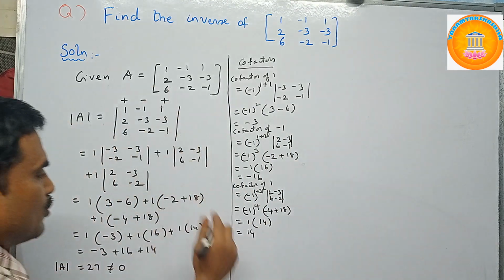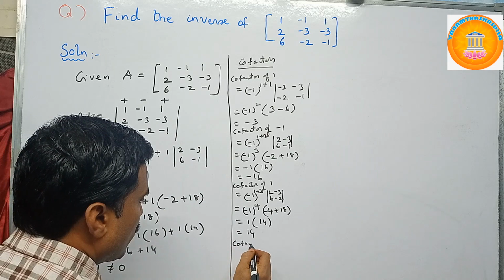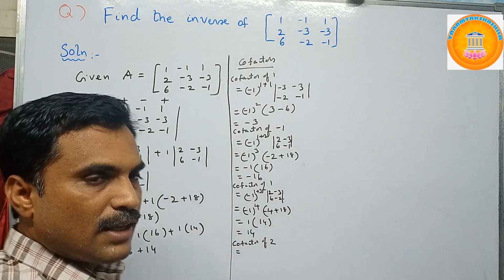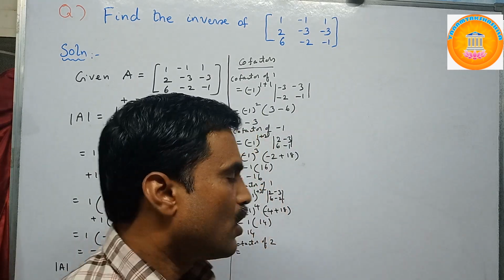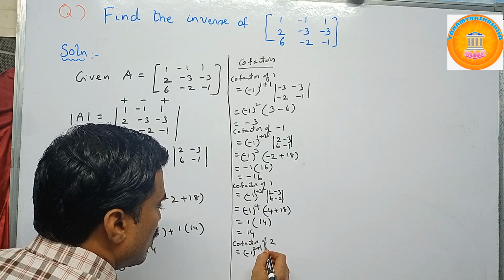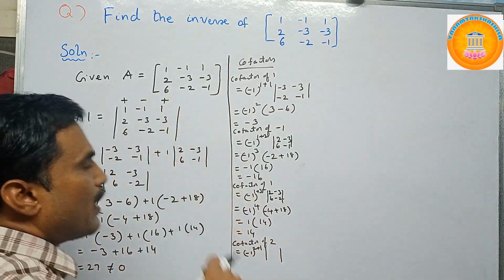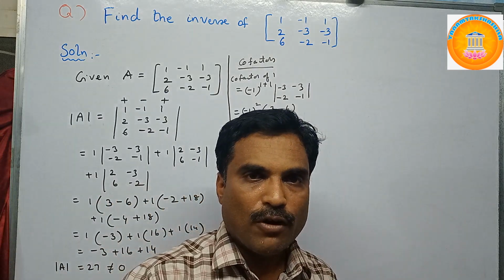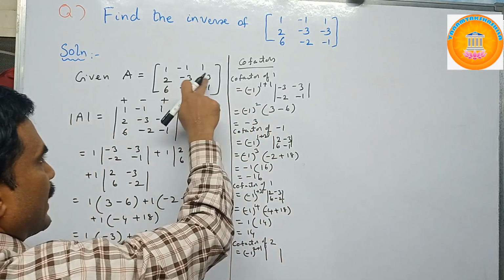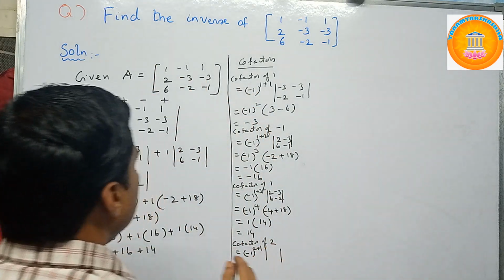Then cofactor of 2. So what is cofactor of 2? Where is 2 located? 2 is in second row and first column. So i value is 2 and j value is 1. Now it's the minor of 2. So minor of 2 is what? It's the determinant of all elements which are not in second row and first column. So what are those elements?